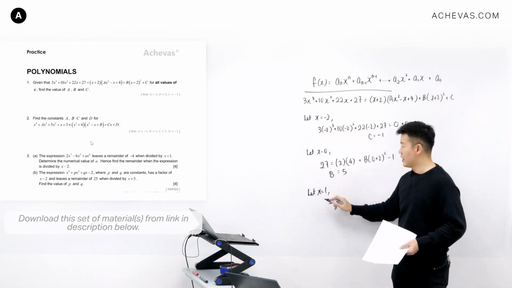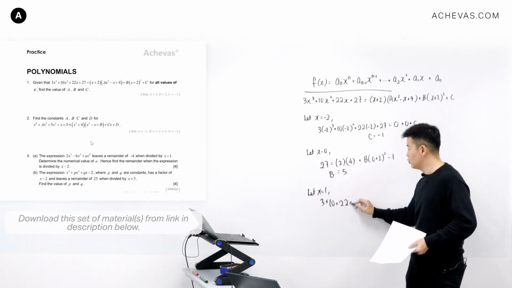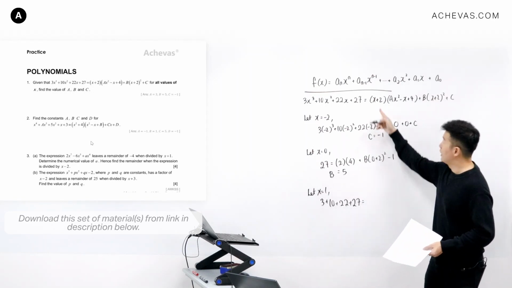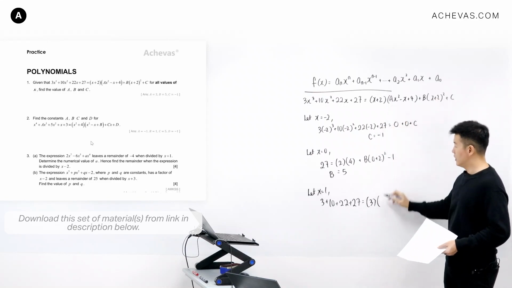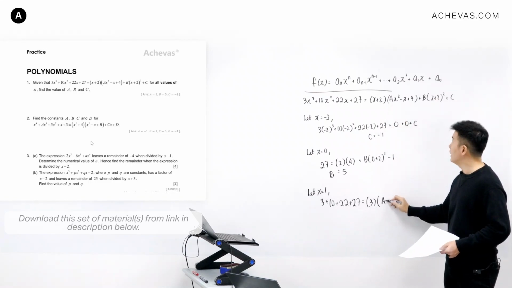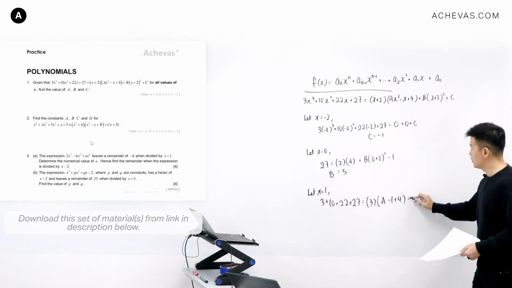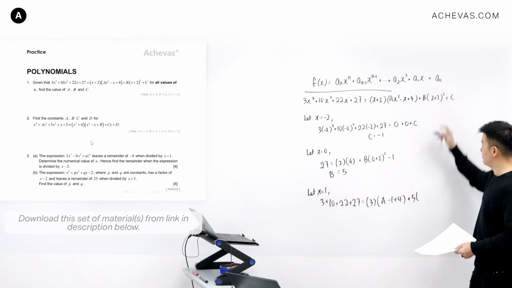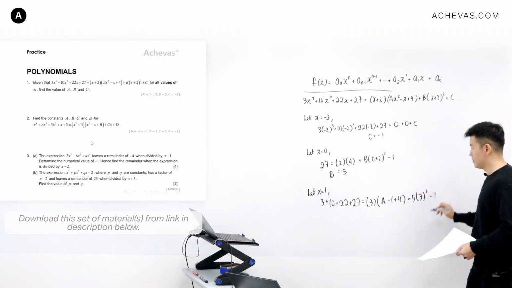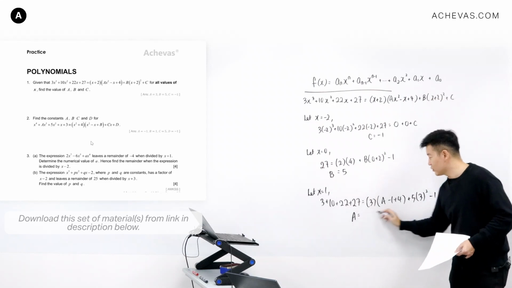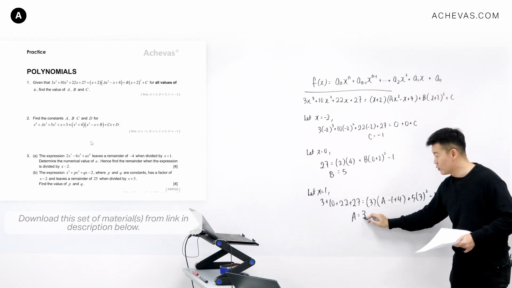On the left-hand side, we have 3 plus 10 plus 22 plus 27. And on the right-hand side, 1 plus 2, this is 3. And we have x equal to 1, so we have a minus 1 plus 4. And b is equal to 5, so plus 5 times (1 plus 2), this is 3 squared. Then plus c, which is minus 1. This will then help us to solve for a, which is the only unknown. In this case, a is equal to 3.